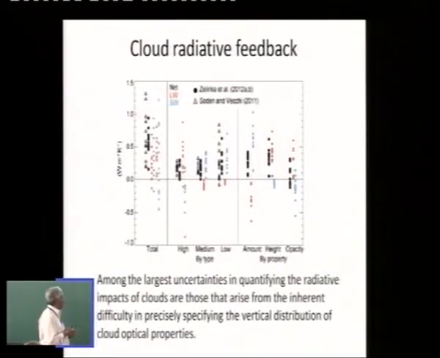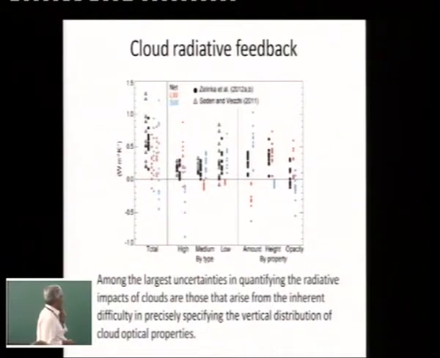Then I was talking about the cloud radiative feedback. This is a diagram I took from the IPCC report. What is shown here are the results from Sherwood in 2012, and this is the total cloud radiative feedback number. It's a positive feedback, but you can see these dots are from different models, and there is a large spread among the models in the cloud radiative feedback. And if you divide it into longwave and shortwave, the longwave is shown in red and the shortwave in blue. You can see the large spread in the cloud radiative feedback.